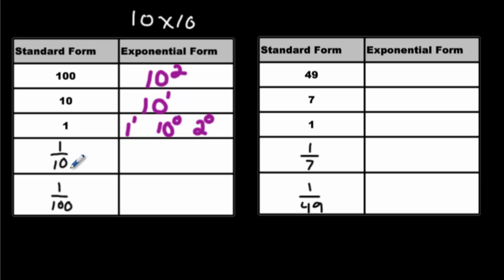1 over 10 in exponential form is going to be 1 over 10 to the power of 1. And that's enough for that. 1 over 100 is going to be 1 over 10 squared, 1 over 10 to the power of 2.